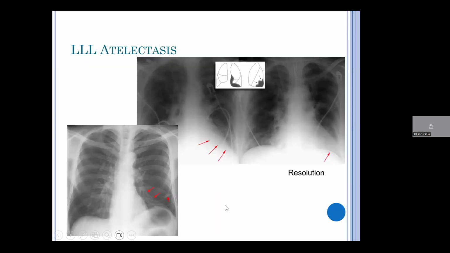By contrast, this is left lower lobe atelectasis. So again, you're going to lose this left heart border and diaphragm. Clearly here, you're not seeing that left heart border. You're not seeing that diaphragm very clearly. And then once that atelectasis resolves, you can see a nice clear diaphragmatic border.